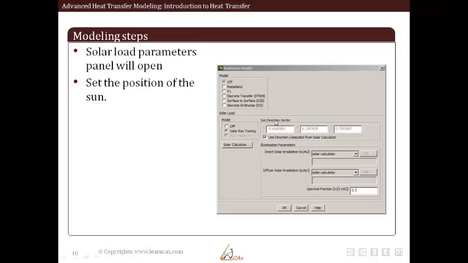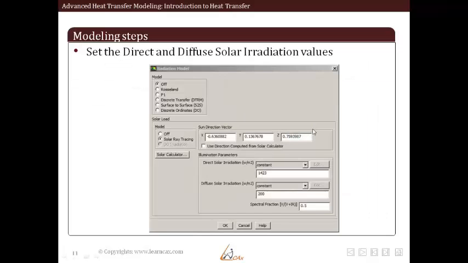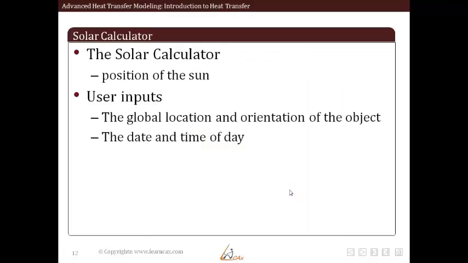We set the position of the sun in this particular area. Then we set the direct and diffuse solar irradiation values here. These are the direct solar irradiation and diffuse solar irradiation values as input. After that, the most critical part is the solar calculator. This solar calculator helps us to find the position of the sun.